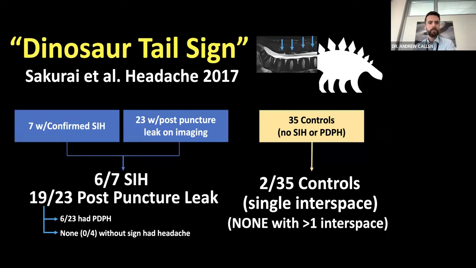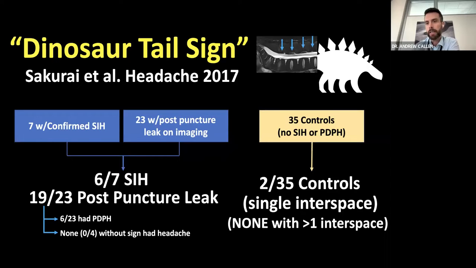This group looked to see whether people who had this finding were more likely to be suffering from post-dural puncture headache or SIH. They found that this finding is quite sensitive but not specific for the presence of SIH or a post-dural puncture headache. And in people who did not have SIH or post-dural puncture headache, very few of them had it. Only two of the 35 in that cohort had this finding at all. And of those two, that edema was confined to one interspace.